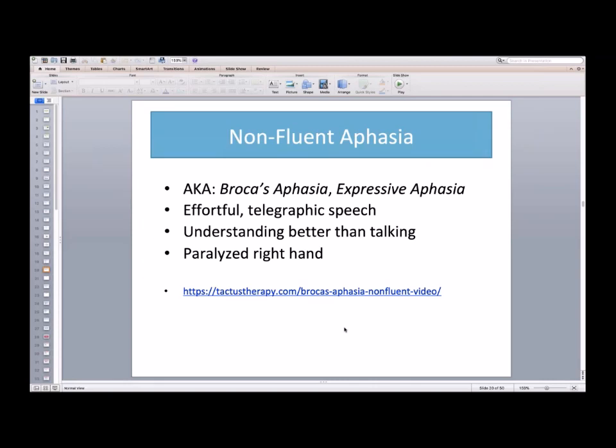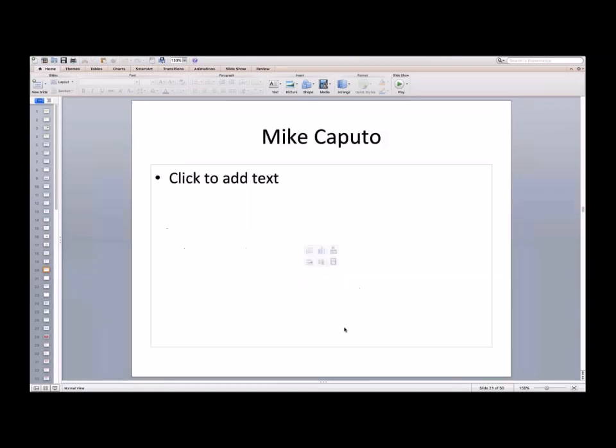So somebody with non-fluent aphasia might have speech that's like, they might just say hungry instead of I'm hungry. And usually these people are better at understanding than they are at talking. And often you'll see that they have a paralyzed right hand. So I'm going to show you a video of somebody with non-fluent aphasia.